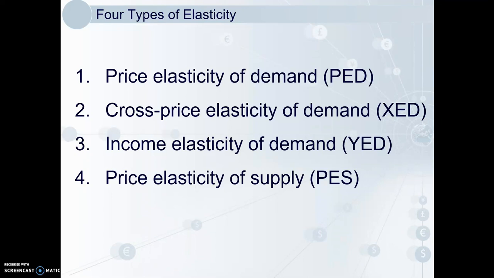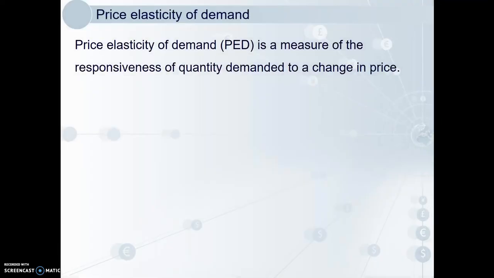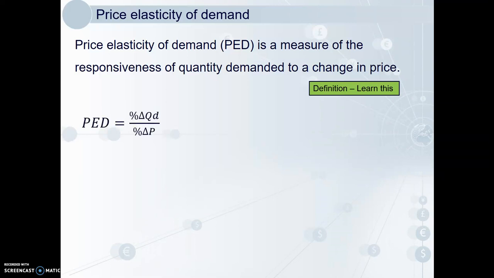Now that you've heard the word elasticity this many times without knowing what it is, I guess we should get into it. Price elasticity of demand, or PED, is a measure of the responsiveness of quantity demanded to a change in price. We already know the law of demand, that if price increases, quantity demanded decreases. What PED tells us is how much quantity demanded will change. To measure the PED, we do some simple maths. Percentage change in QD divided by the percentage change in price.